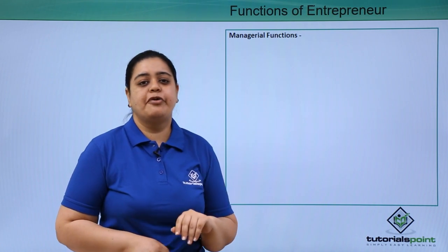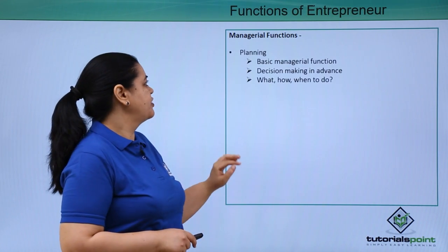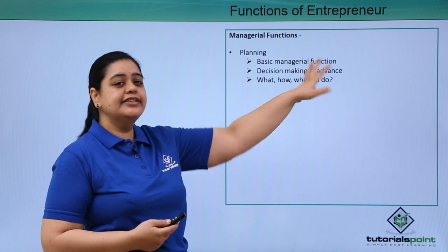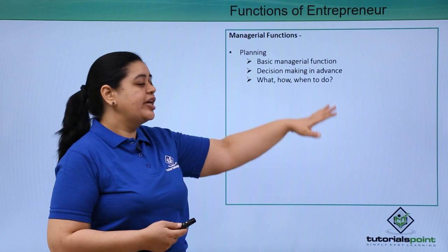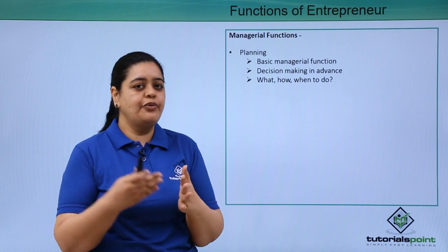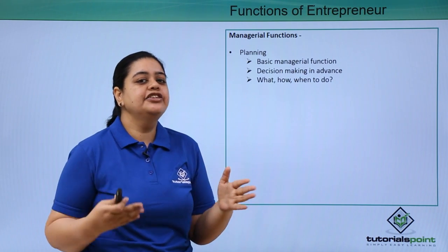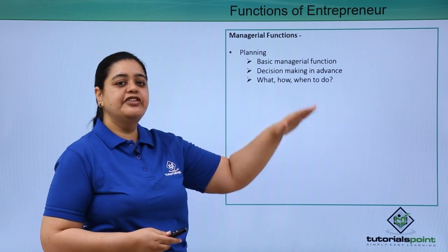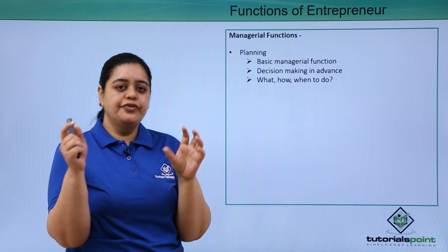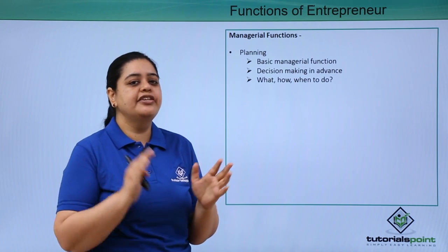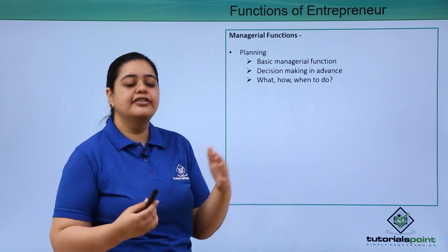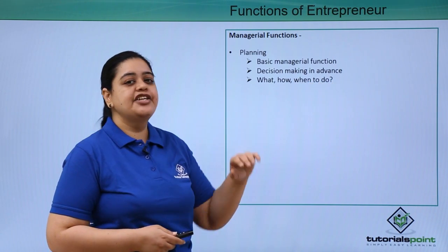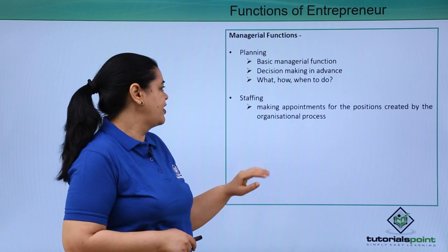Let's now talk about the managerial functions of an entrepreneur. The first function is to plan. What does he plan? This is a basic managerial function wherein he will plan what should I do, how it would be done, and when should I do it. So once you have an idea, you need to plan the further course of action, how finance would be arranged or how other requirements would be met, and when we start the business or enter the market. So the decision making has to be done in advance.